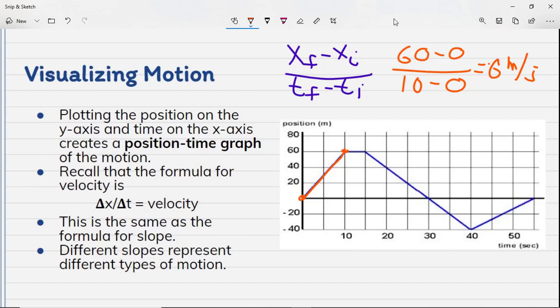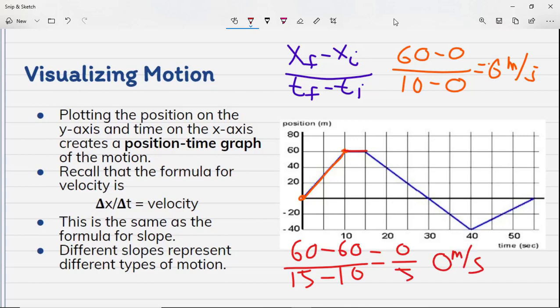If we look at the second part here, again, I'll use a different color. Okay. Our position does not change. So our final is 60. So is our initial. And our time changed. Our final time is 15 seconds, and our initial is 10. So what we get is 0 over 5, or 0 meters per second.